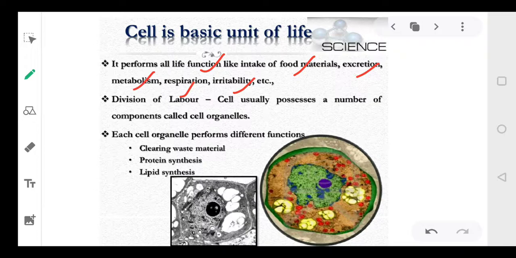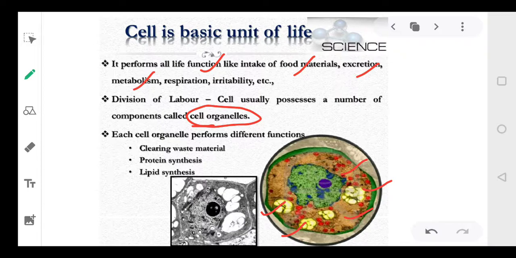Secondly, it has a division of labor. Means एक single cell होने के बावजूद उसमें काम divided है, because it contains a number of cell organelles. उसके अंदर जितने cell organelles मौजूद हैं उसने अपना काम उनमें divide कर रखा है. So division of work is there.